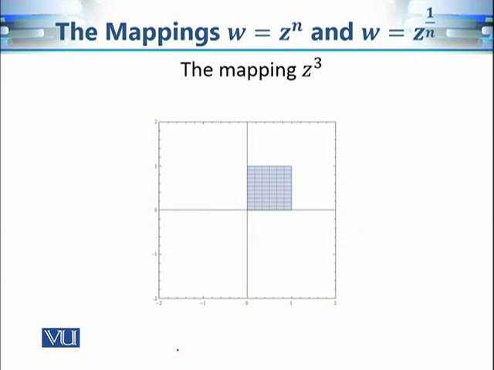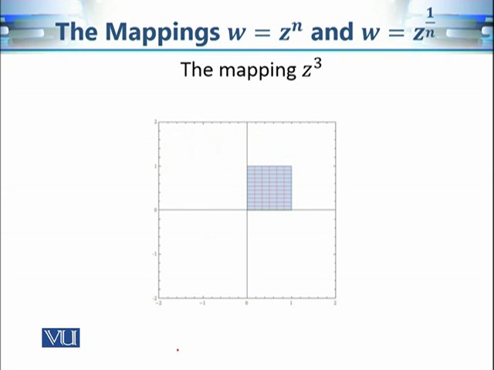Now let's see this image. When we apply z squared on this rectangle, we got this image. And if we keep on increasing the powers till n is equal to 3, then we get this image. So I'm leaving this as an exercise to show why we get this shape after we apply z cubed on the rectangle.